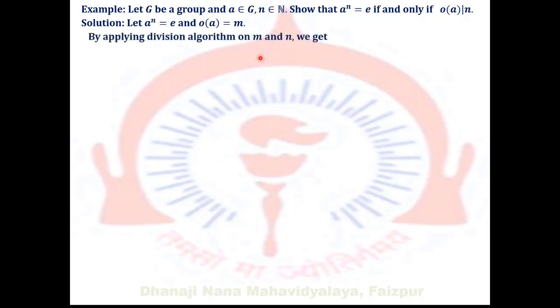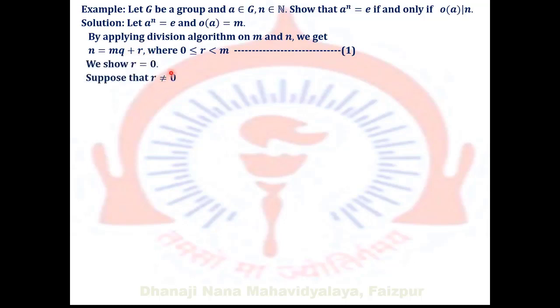By applying the division algorithm on m and n, if we divide n by m, then we get n equal to m into q plus r, where r is the remainder satisfying the condition 0 less than or equal to r strictly less than m. Suppose this is equation number 1. Here we show r is equal to 0. So suppose that r is not equal to 0.